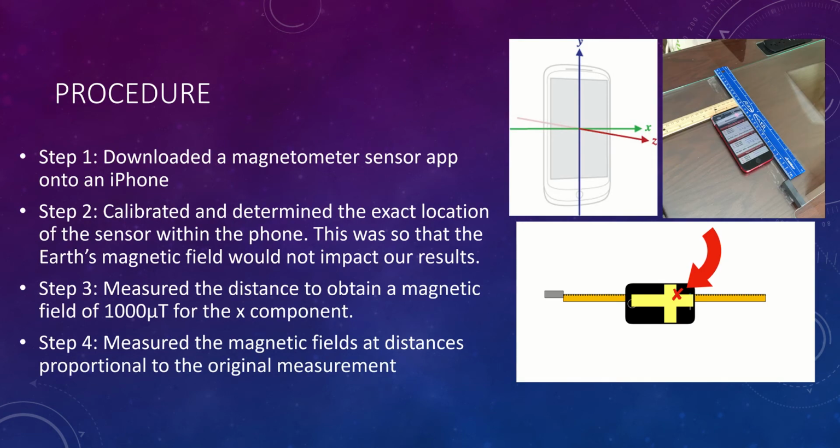So as our procedure, we first downloaded the sensor app onto the iPhone. We then calibrated and determined the exact location of the sensor within the phone. So this was so that the Earth's magnetic field would not impact our results in the net magnetic field. Therefore, we wanted to zero out the Earth's magnetic field by determining the zero component for the x, both orthogonal and along the axis of the magnet. So then finally we measured the distance to obtain a magnetic field of 1,000 microteslas for the x component. Using this distance, we then measured the magnetic fields at distances proportional to the original measurement.